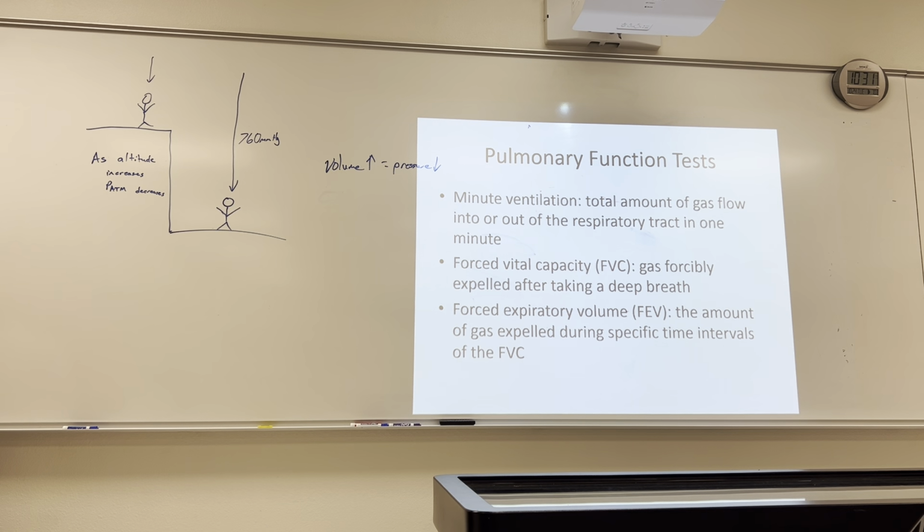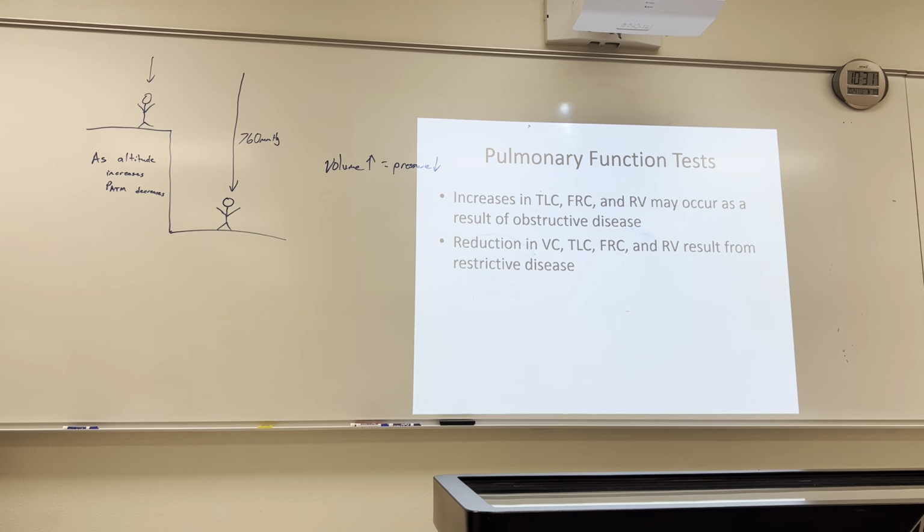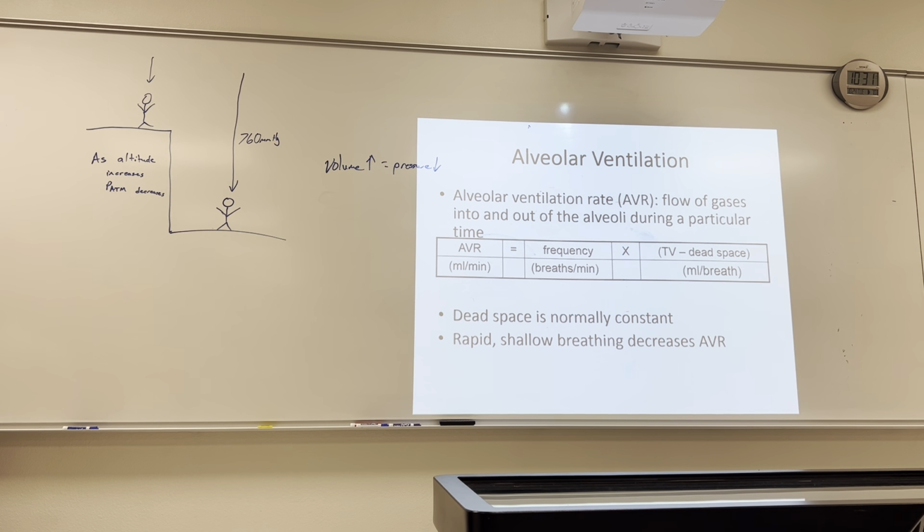All right, other pulmonary function things. Minute ventilation: the total amount of gas flow in or out of the respiratory tract. Forced vital capacity: how much air you can blow off after you take a really deep breath. And then the forced expiratory volume, which is just a forced vital capacity in a time interval. We'll talk about what these numbers mean later when we get to pathophys, so I'm not worried about this today. The alveolar ventilation rate: we take how much air is moving in and out times the number of breaths per minute. You get how much air is moving in and out per minute.